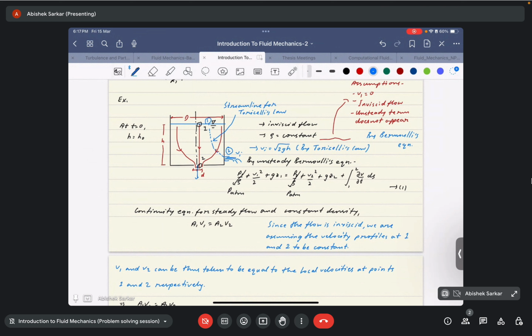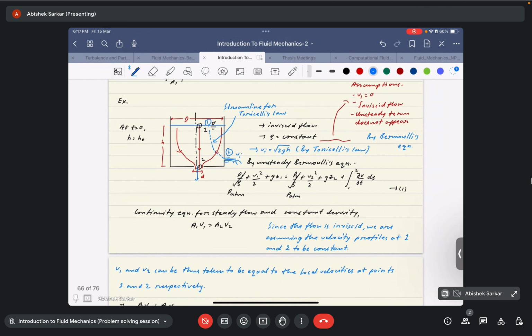Okay, so let's directly dive into some of the problems that Professor Chakraborty has discussed in the lectures. The first problem is regarding the draining of a fluid from an orifice. In this diagram there is an orifice, or a hole, at the bottom of the tank, through which the fluid is draining out.